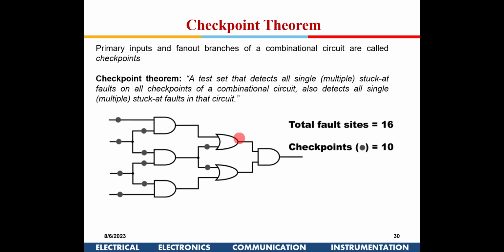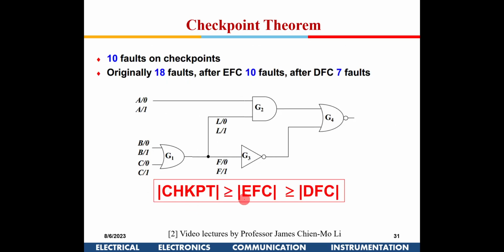Right. So now we have learned about the three techniques. If I cover the three techniques on the same standard circuit, originally there were 18 faults. If I run EFC, it was 10 faults. If I do DFC, it will be 7 faults. But if I use the checkpoint theorem, there will be 1, 2, 3, 4, 5, 6, 7, 8, 9, 10, right? There will be 10 faults.